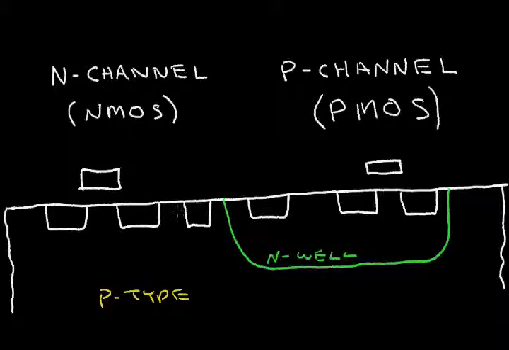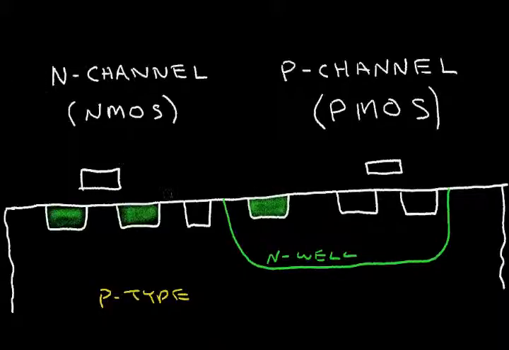So let me color code these diffusion regions. I'm going to use the green color to denote an N-type material. So this will be the NMOS. This would be an N-type, and this would be an N-type. And when these N-types are fabricated, there's an N-type that's put in the N well. And this is going to be a very low resistance region to contact the N well. So the contacts will all be done at the surface of the wafer.